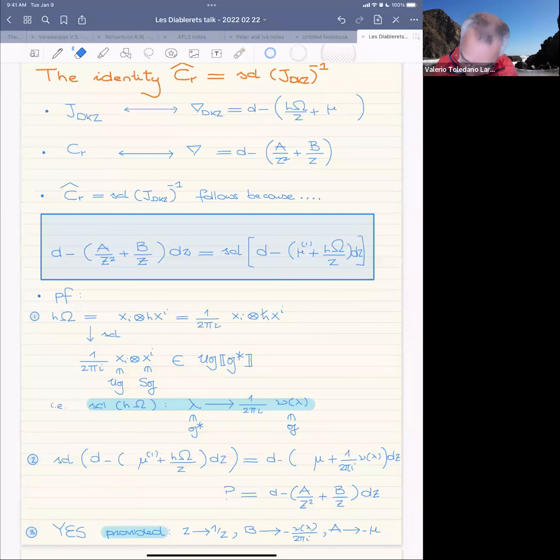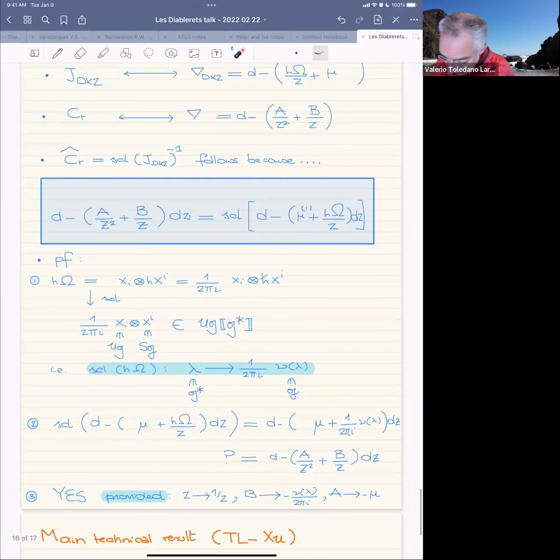So then if I take the semi-classical limit of all of this, it's easy to see that I just get d minus mu plus 1 over 2 pi i nu lambda dz. And this, I now contend, is exactly the differential equation that Phil uses, provided you make a change of variable.